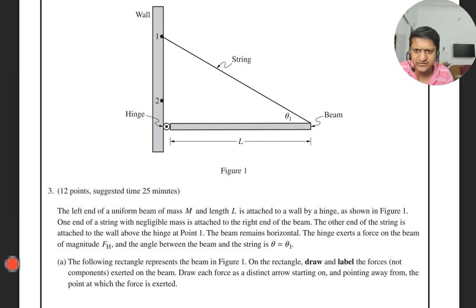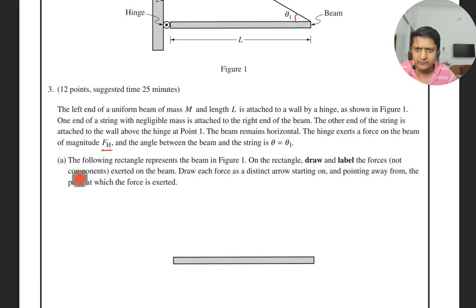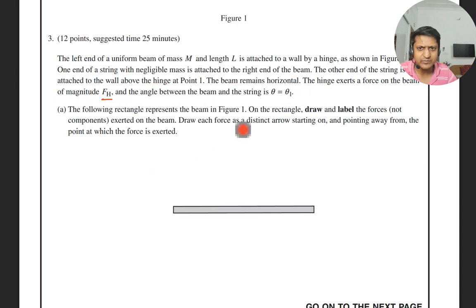One end of a string of negligible mass is attached to the right end of the beam. The other end of the string is attached to the wall above the hinge at point number 1. So here is point number 1 where it is attached. The beam remains horizontal. The hinge exerts a force on the beam of magnitude Fh, and the angle between the beam and the string, theta, is theta 1. The following rectangle represents the beam.